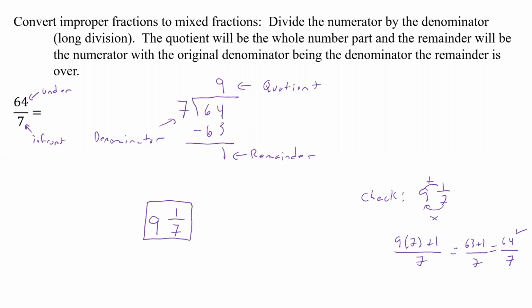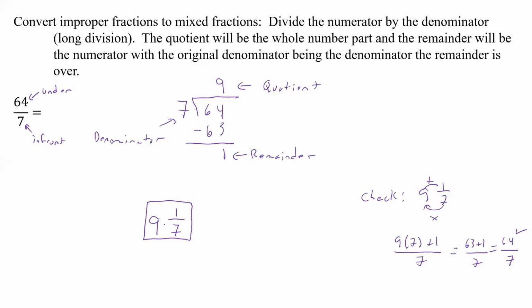Then our remainder, because if we do this, our next step would be put a decimal and stuff like that, but we're just going to call that the remainder. That goes in the numerator, and then we keep our same denominator, which is what was here, and it's out in front, and that goes down below. And so 9 and 1/7.